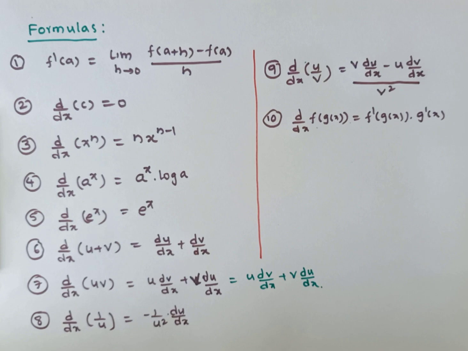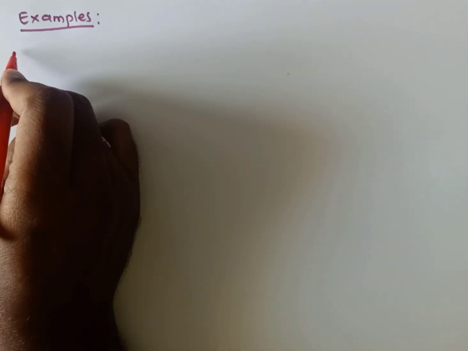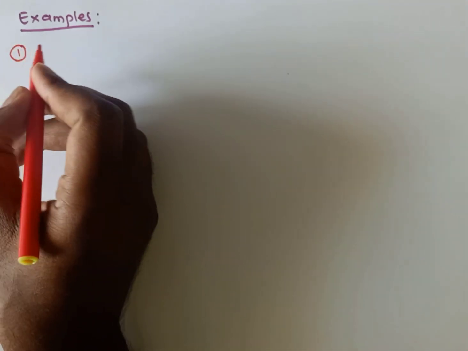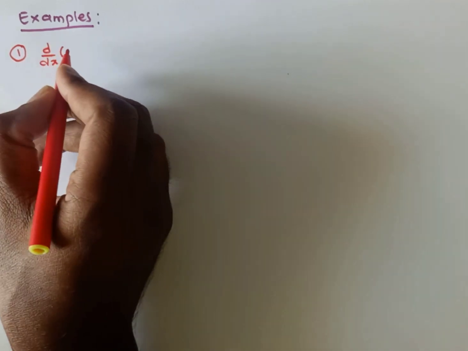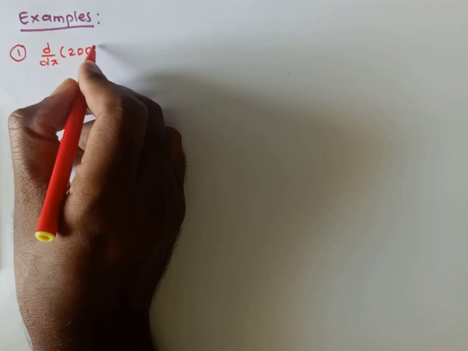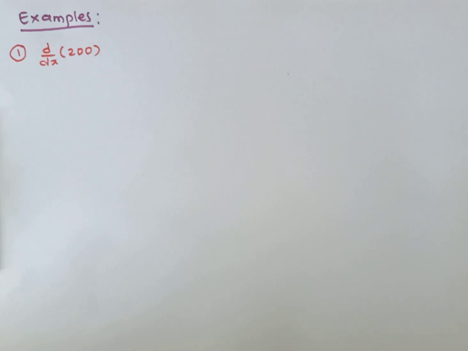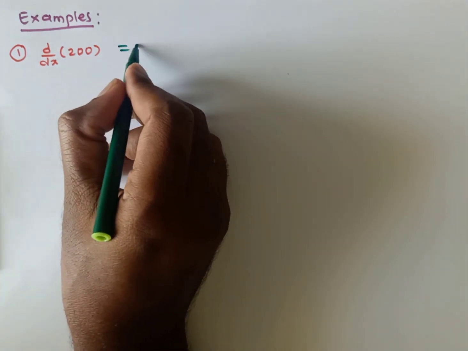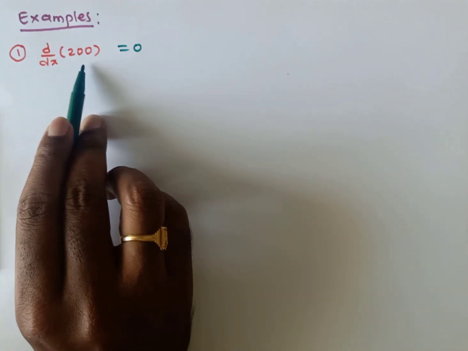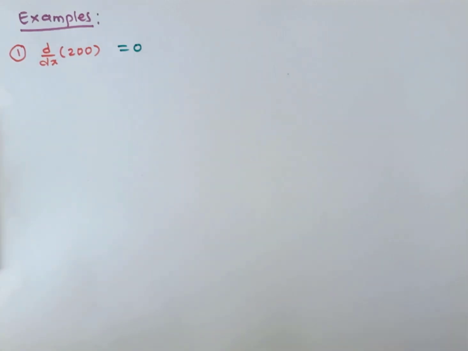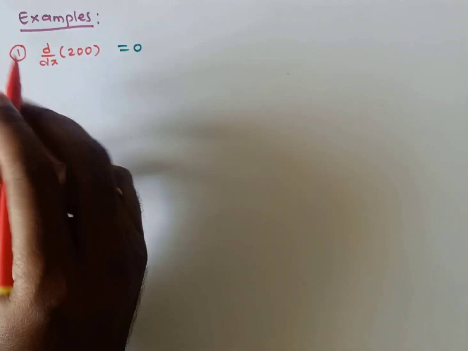So we need to solve problems on this. So let us see the examples one by one now. The first problem is d by dx of, for example, let it be 200. Now what is the answer? Yes, it is 0. Should I explain why? The derivative of 200, it is a constant, so the derivative of any constant is always 0.